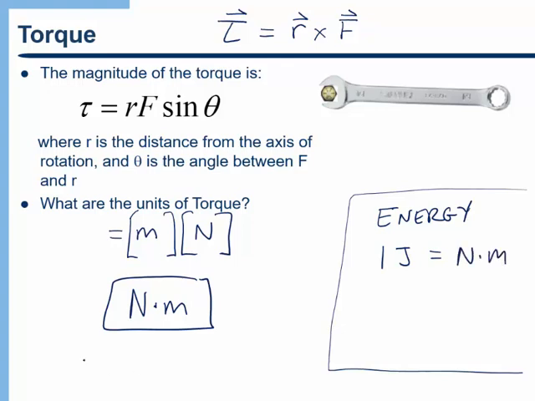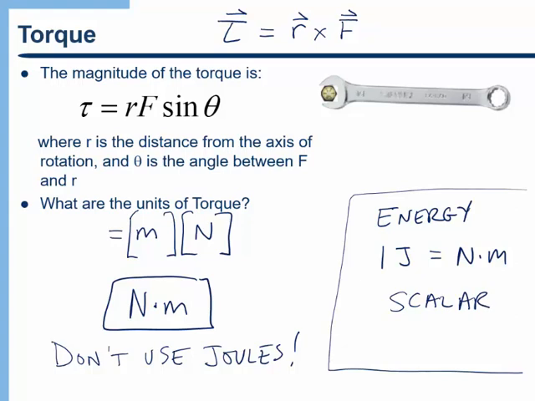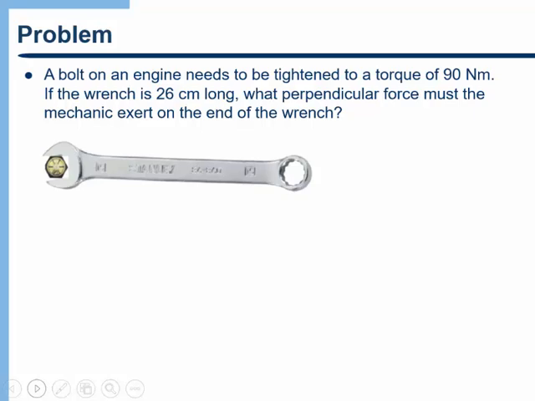But don't use joules for torque. And the reason for that is torque is not energy. Remember, the unit of a joule is a unit of energy, and energy is a scalar. Torque is a different thing because it's a vector. And so don't use joules, even though the units are equivalent. Always use newton meters. Go ahead and pause the video and do this quick problem for me.